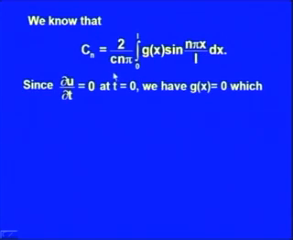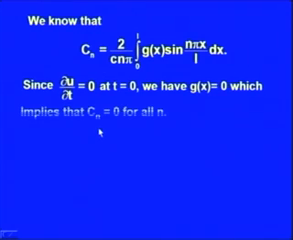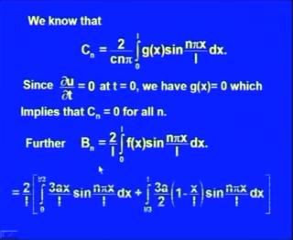It follows that C n is equal to 0 for all values of n, because the initial velocity at t equal to 0 we have represented by g(x) and we are given the initial velocity as 0. So, g(x) is 0 and so C n is 0 for all values of n. The value of B n is given by 2 over L integral 0 to L f(x) sin n pi x over L dx.